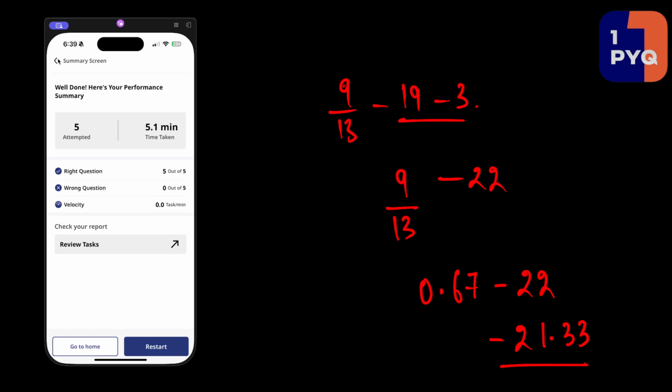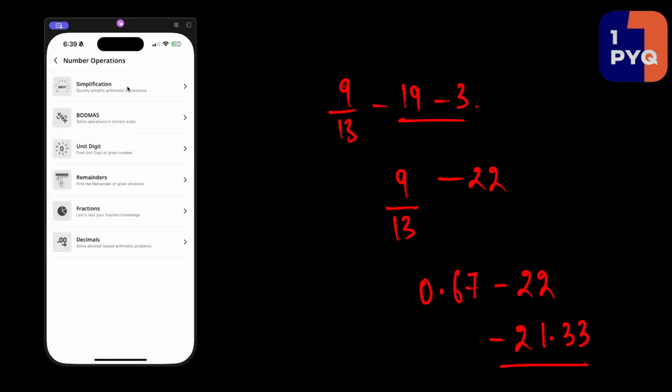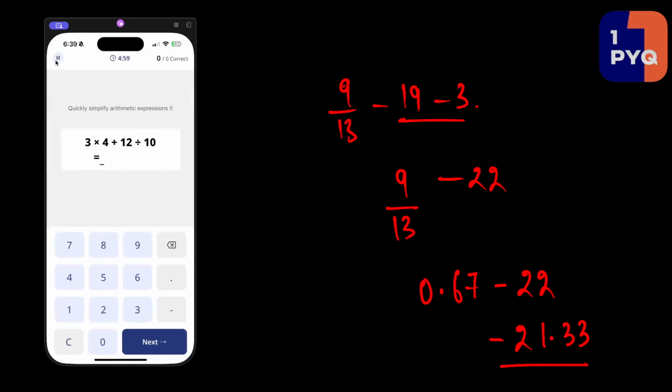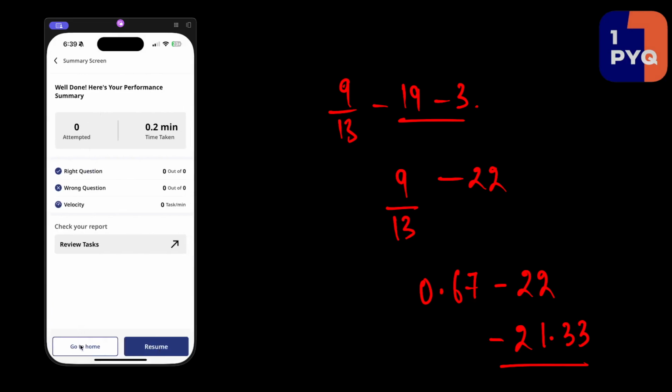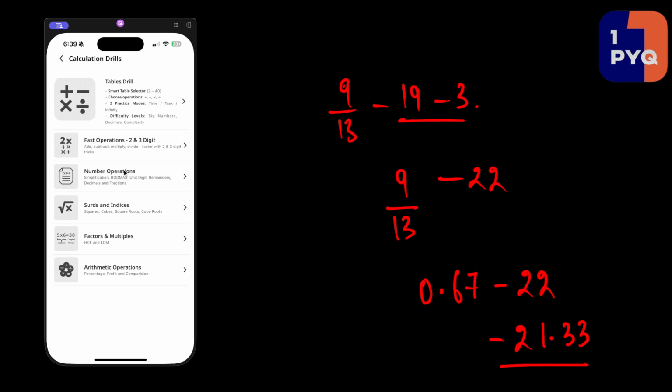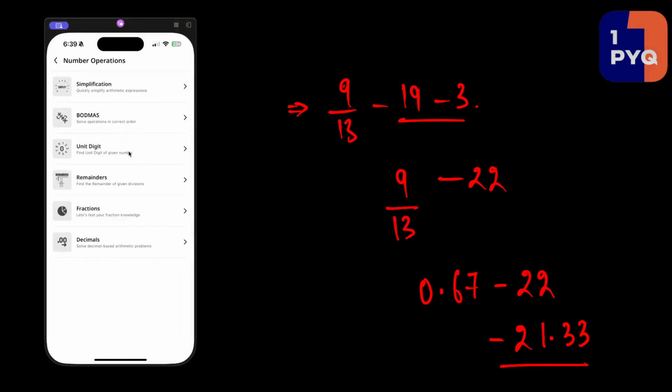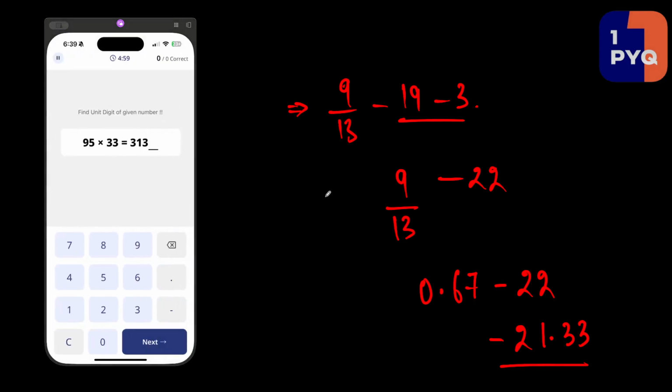Okay, the time just ran out. We won't be able to do the same question again. That's something for sure. But what we'll do is switch to another task. The simplification part is a little tricky, so I would ask you to be really careful while doing that. Let's go for the unit digit topic, because this is very, very interesting.